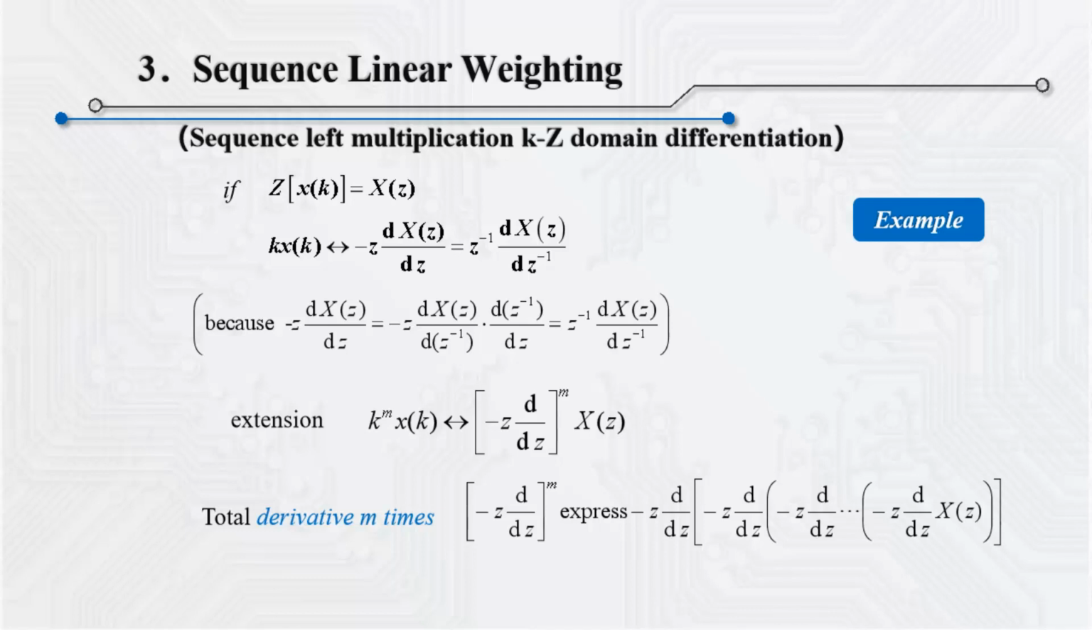Then we can generalize in the same way. If you multiply by k to the power of m in the time domain, then in the z-domain, it is equivalent to finding the mth differential. We use this symbol for corresponding representation. Then everyone can see the result represented by this symbol. This is the expression. Everyone will use this expression to solve problems.